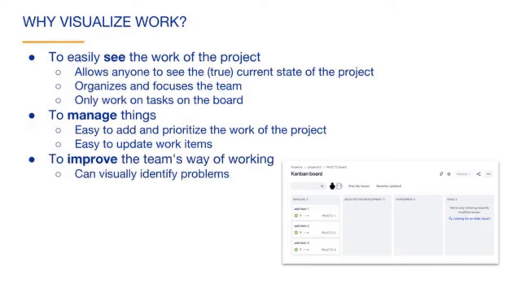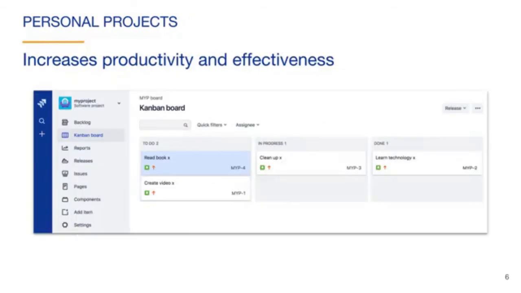Visualizing work can also improve the team's way of working. A key principle of Agile projects is to continuously improve not only the product, but the way that the team works on the product. A board can help the team visually identify problems or bottlenecks with the process. This highlights areas for the team to focus on improving.